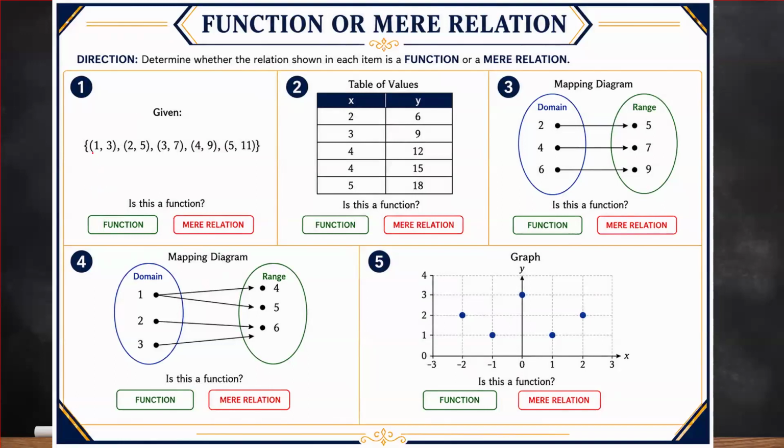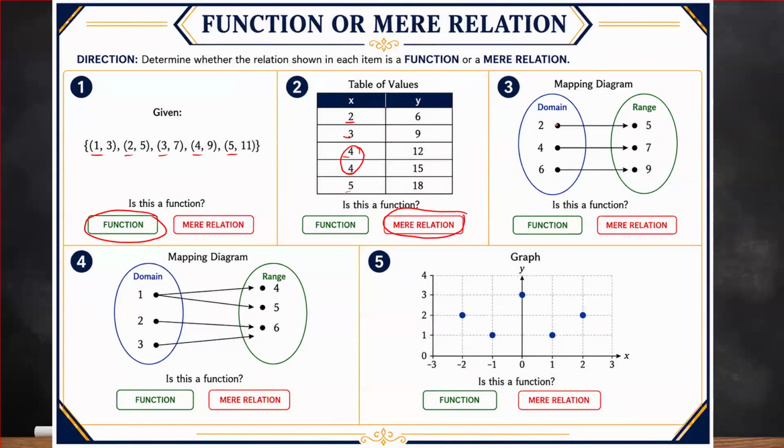So the domain here is 1, 2, 3, 4, 5. Now, is there a repeating element? Okay, none. So, kapag wala, therefore, this is a function, kapag walang naulit. Okay? Next, number 2, so our domains are 2, 3, 4, 4, 5. Okay, so there is a repeating element, right, which is 4. So, it is a mere relation.